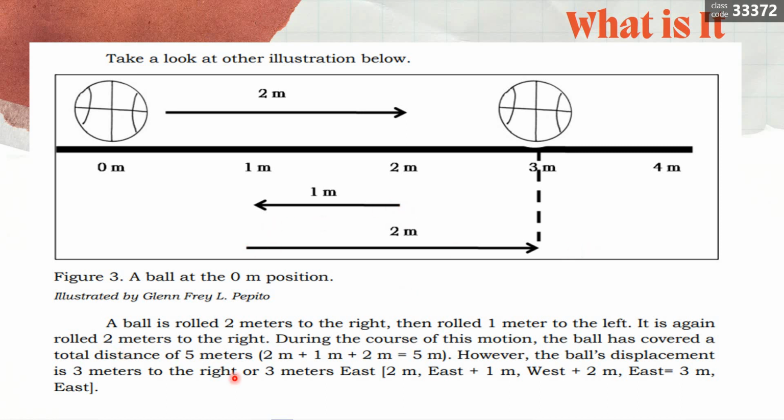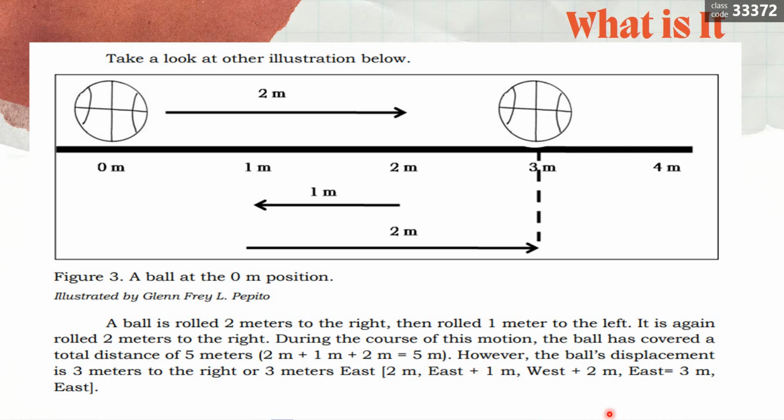So explanation. A ball is rolled 2 meters to the right, this is it. Then rolled 1 meter to the left, this is it. It is again rolled 2 meters to the right. During the course of this motion, the ball has covered a total distance of 5 meters. So all you need to do is add them. So 2 meters plus 1 meter plus 2 meters, which is 5 meters.